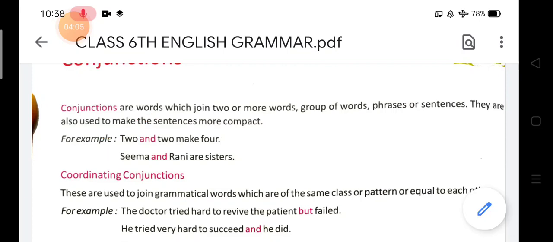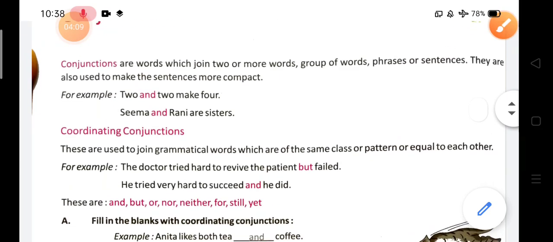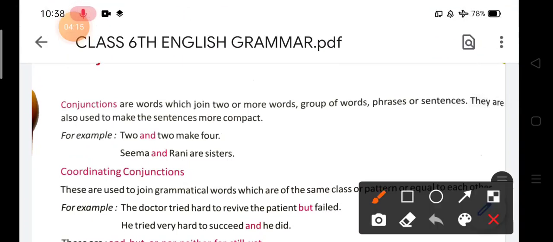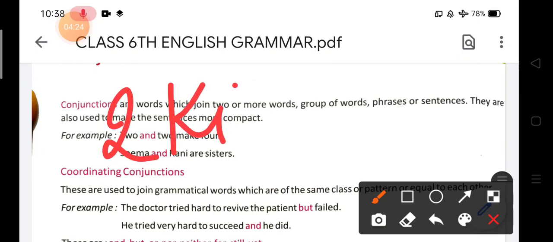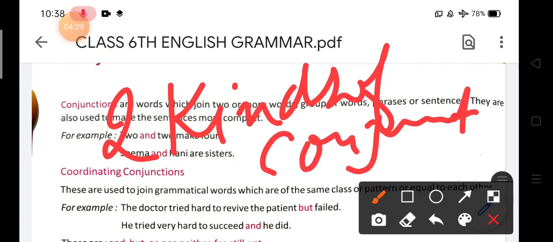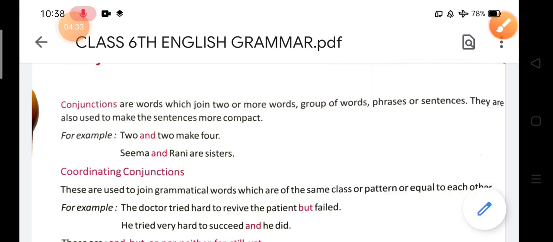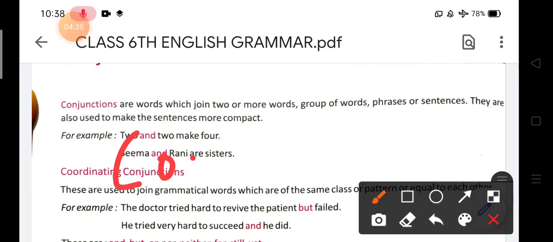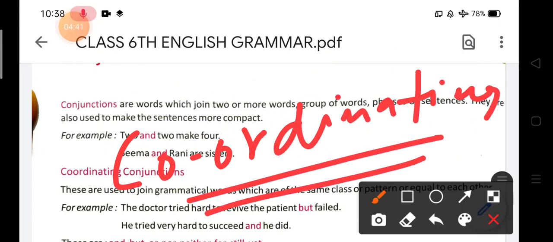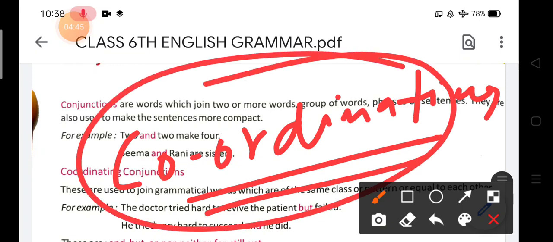Okay, so after that you will see coordinating conjunction. So it is in your book, I'm going to tell you that if you want to know the kinds of conjunction, there are two kinds of conjunction. What are the two kinds? First is coordinating, that is written over here. So coordinating conjunction is the first kind you will keep in your mind.